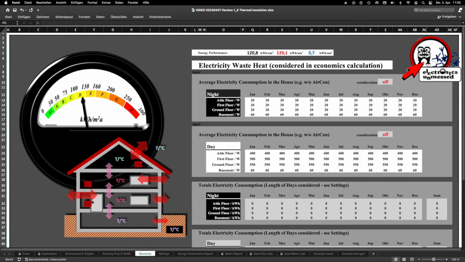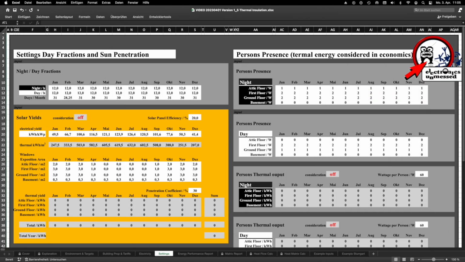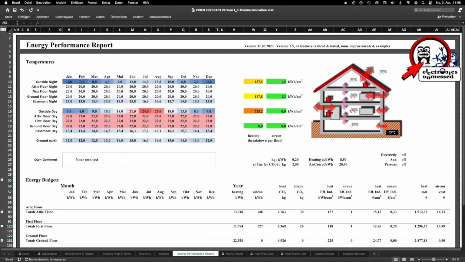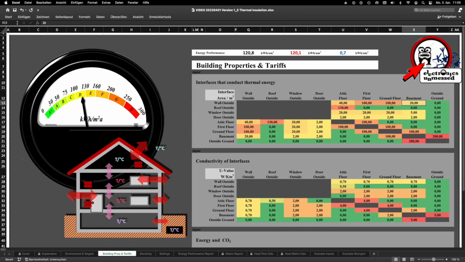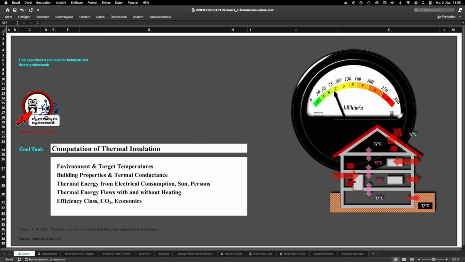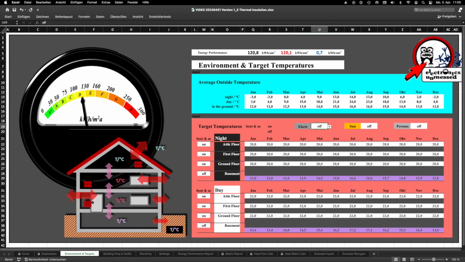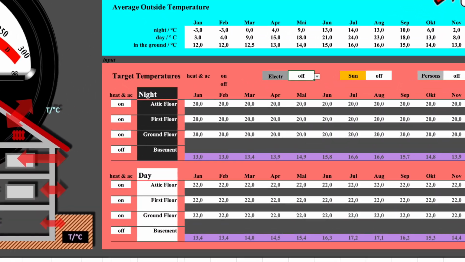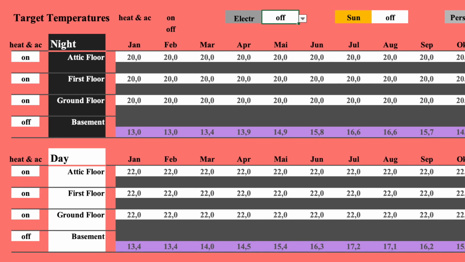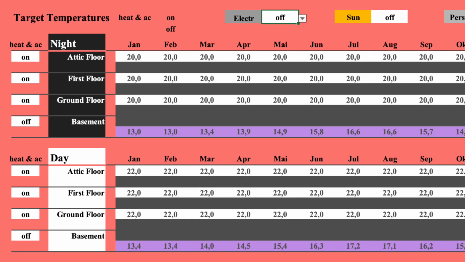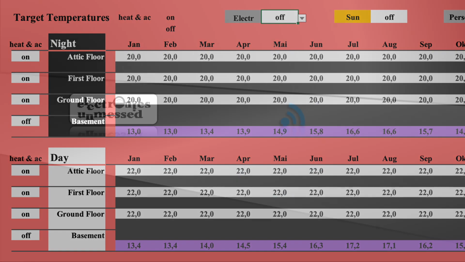In previous videos I introduced a tool that you can use to predict the benefit of thermal insulation. Today we go ahead with our step-by-step user's guide. I will explain how to map temperature control and we will see interesting results again.